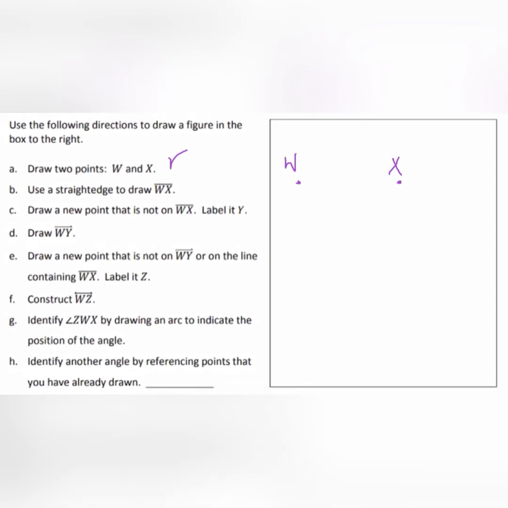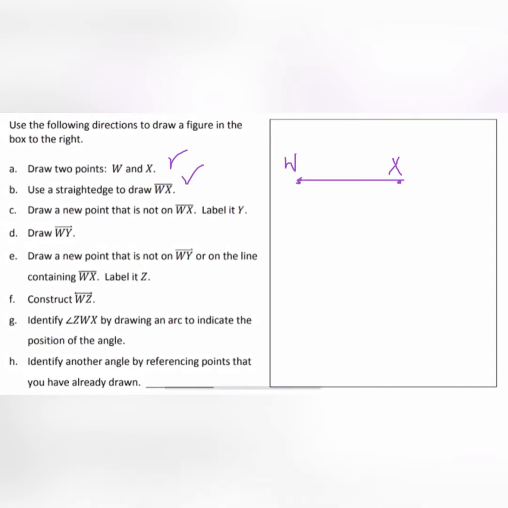Step B says use a straight edge to draw line segment, that's what that line means, WX. Okay, so I'm going to just connect my dots. Try to make your line as straight as possible. And now I have line segment WX. So I'll check off letter B.